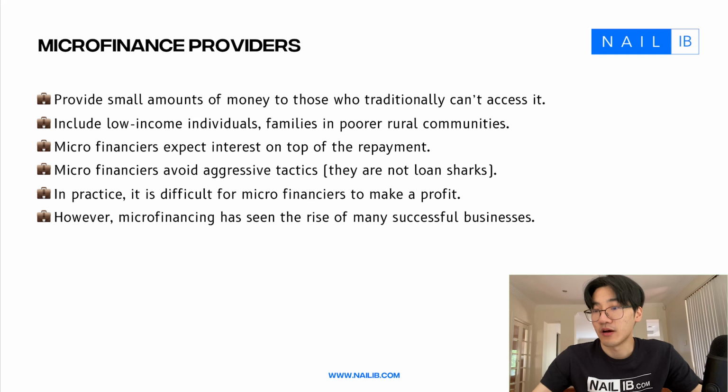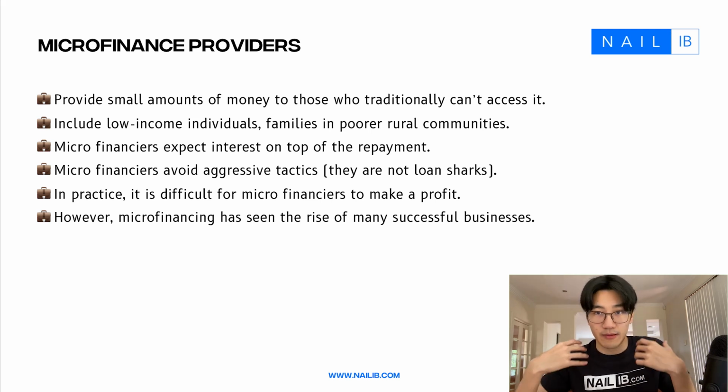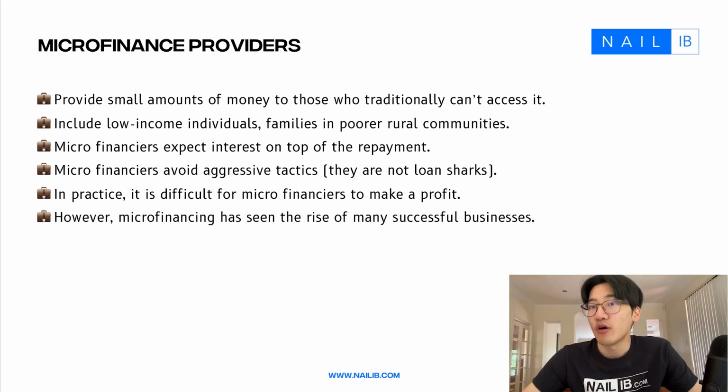The second type of for-profit social enterprise we're looking at is microfinance providers. As the name implies, the idea of a microfinancer is to provide small amounts of money to those who traditionally wouldn't have access to it. These include, for example, low-income individuals or families in rural communities where getting a bank loan might be particularly difficult. Now, these are not loan sharks, so be careful there.